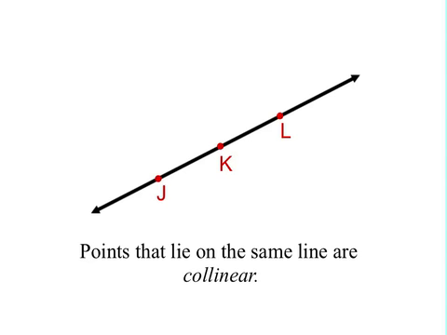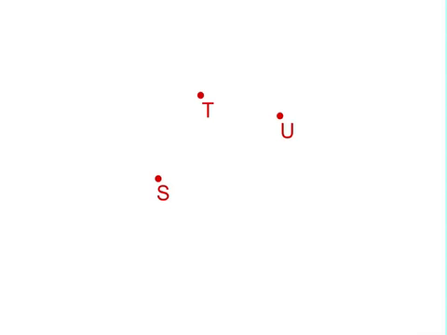Here are 3 points. They appear to be all lined up. And they are. They all lie on the same line. Points that lie on the same line are collinear.